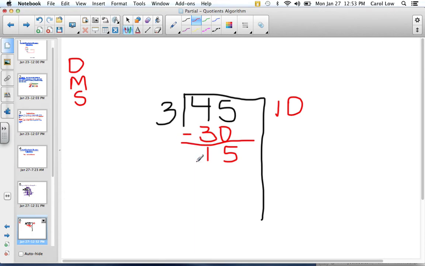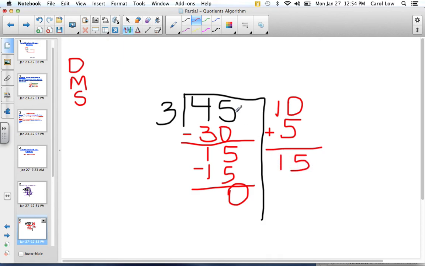Now I have a new division problem. 15 divided by 3. Well, 3 times 5, I know that that's 15. So I divided, and now I'm multiplying these two, and I have 15. And now I'm going to subtract, and I don't have anything left over, so I add over here, and my answer is 15. And it's 15 with no remainder, so you can just leave it like this, 15.